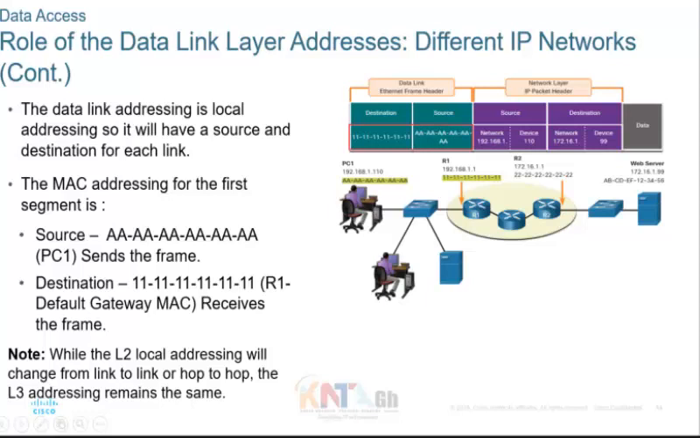So PC1 sends the frame to the destination address, which is R1, the gateway, and the gateway receives the frame. Note, while the layer 2 local address will change from link to link or hop to hop, the layer 3 addressing remains the same. As soon as the data reaches here, it changes into packets, which are encapsulated frames. So switches forward frames and routers forward packets.